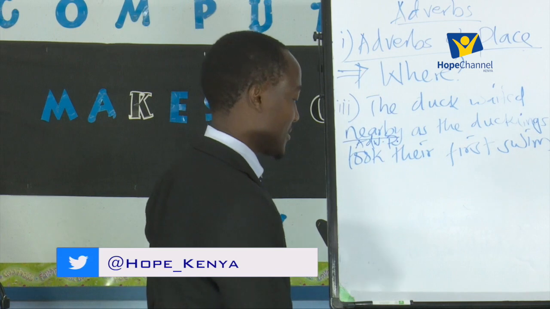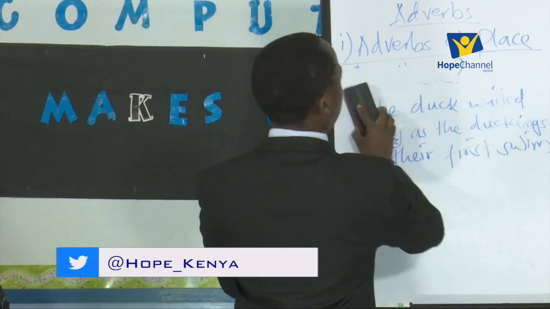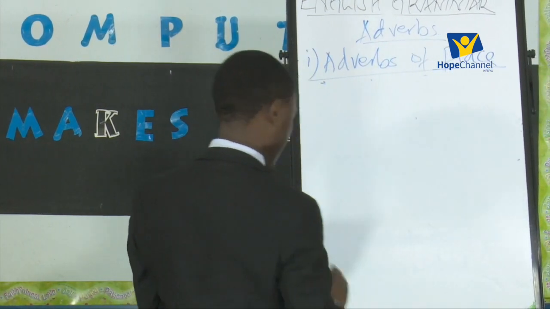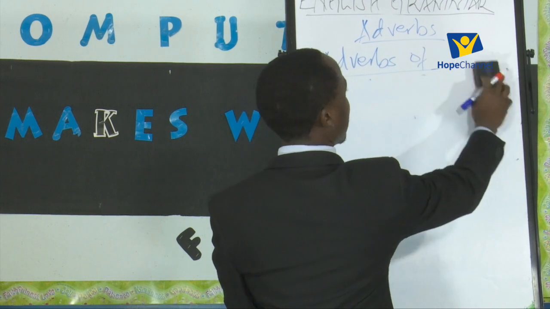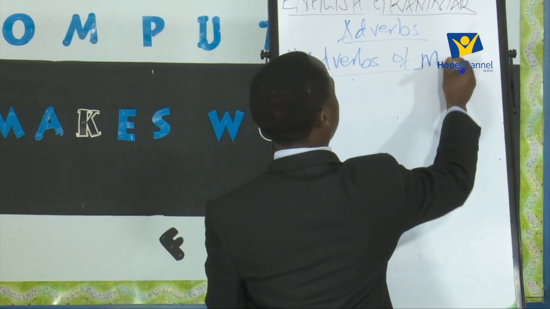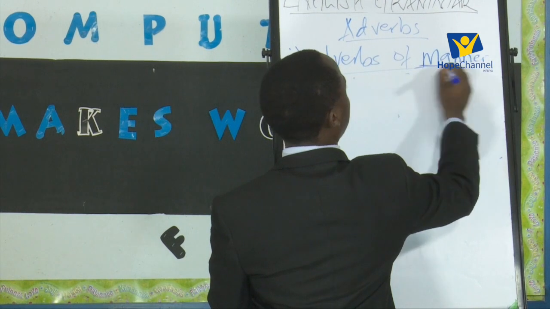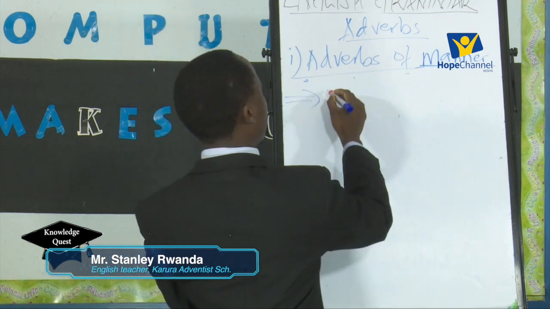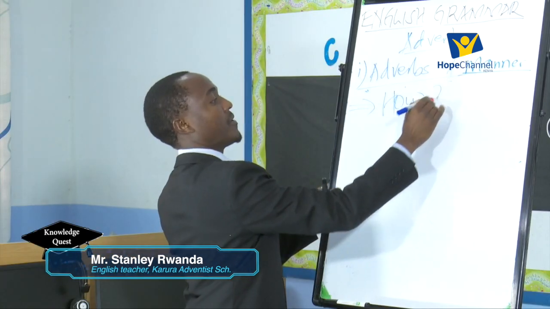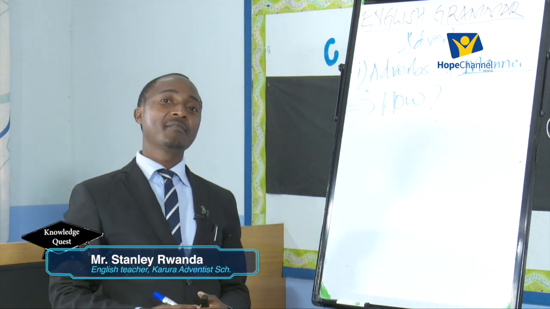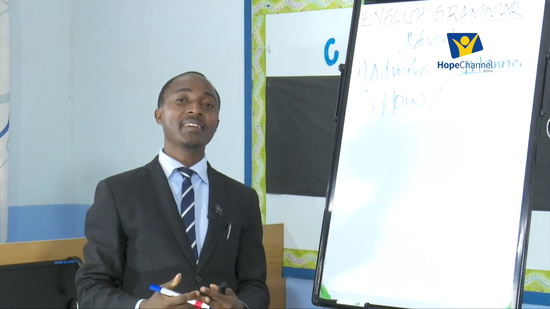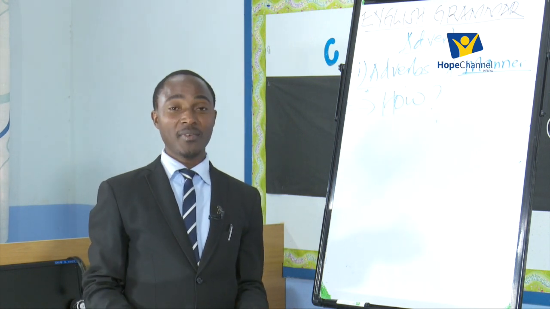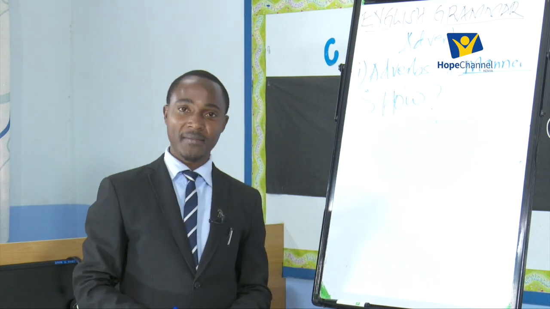Now, our third type is adverb of manner. Adverbs of manner answer one simple question, and they answer the question how. So when we are identifying an adverb of manner, we ask the question, how did the action take place? How was it done? That way we identify the adverb of manner.